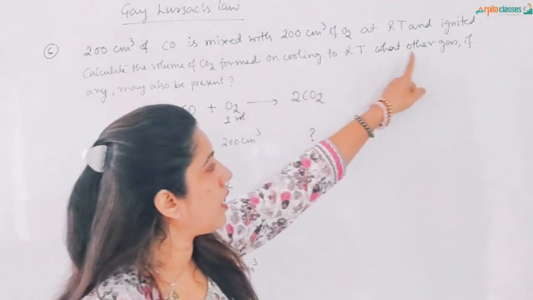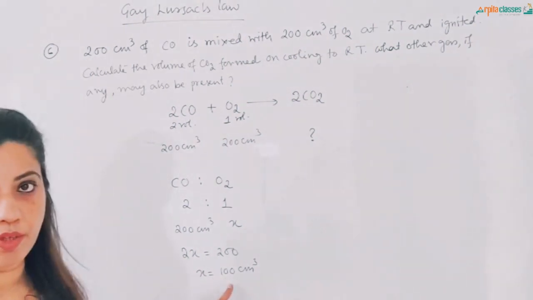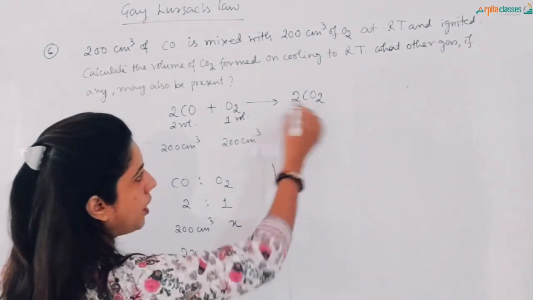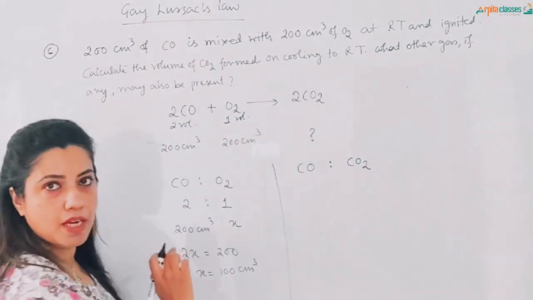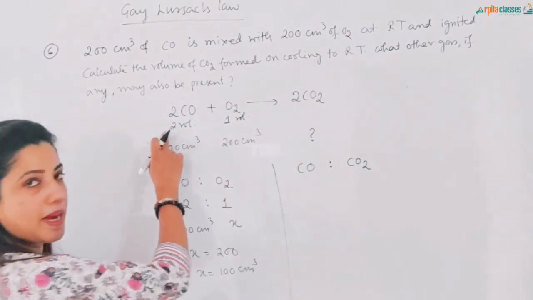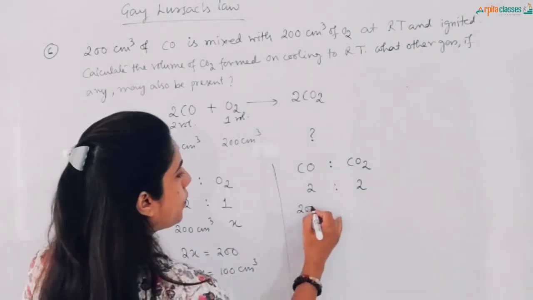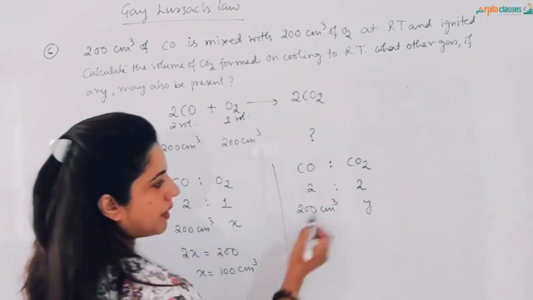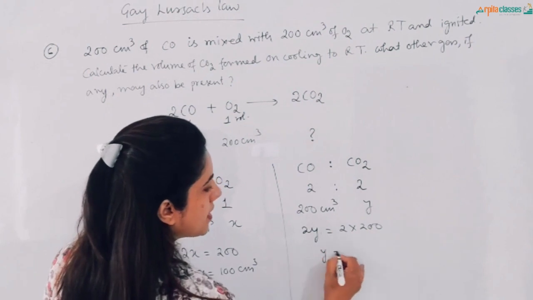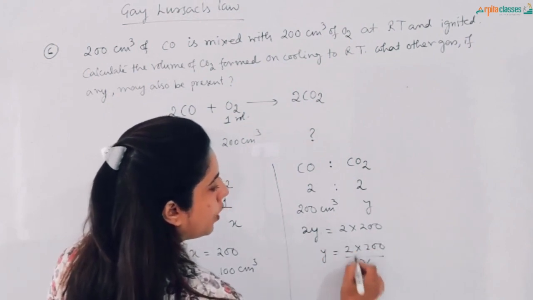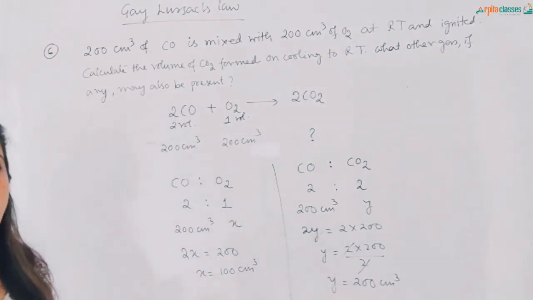So the last part, what other gas, if any, may also be present? So there is oxygen present and how much? 100 centimeter cube. Okay. Now let us find out how much carbon dioxide is produced here. So now we are going to take the ratio between carbon monoxide and carbon dioxide because this is given and this is asked. From the balanced chemical equation, we can see 2 volumes gives us 2 volumes. So the ratio is 2:2. So if this is 200 centimeter cube, then what will be the amount of carbon dioxide? Cross multiply. 2y is equal to 2 into 200 or y is equal to 2 into 200 divided by 2. 2 gets cancelled, y is equal to 200 centimeter cube.